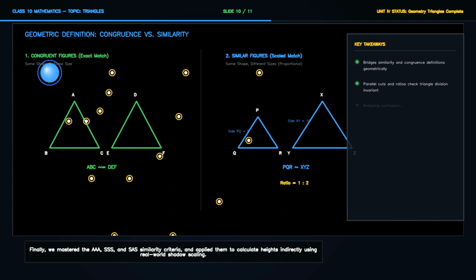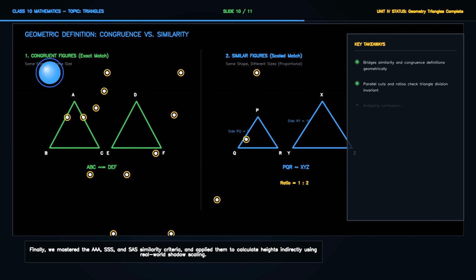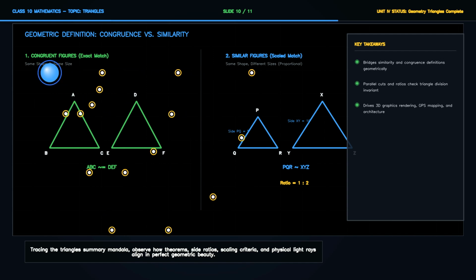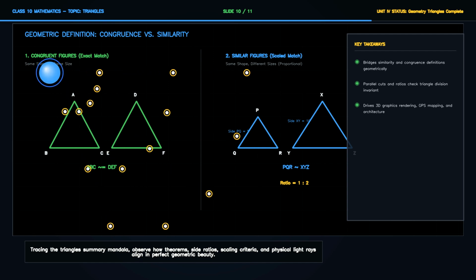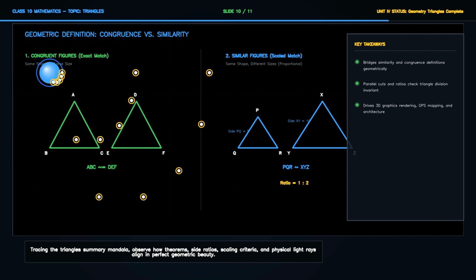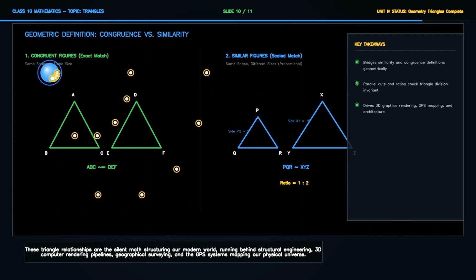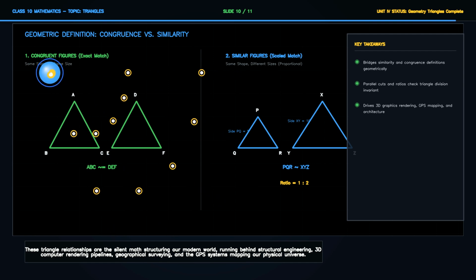Tracing the triangle's summary mandala, observe how theorems, side ratios, scaling criteria, and physical light rays align in perfect geometric beauty. These triangle relationships are the silent math structuring our modern world, running behind structural engineering, 3D computer rendering pipelines, geographical surveying, and the GPS systems mapping our physical universe.